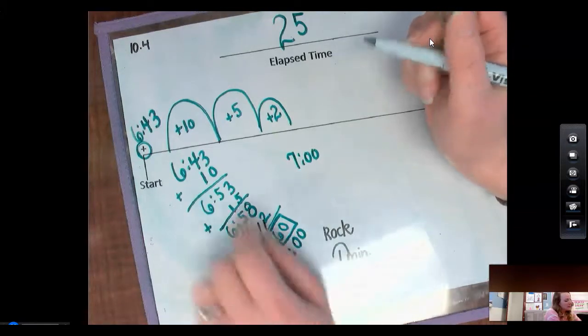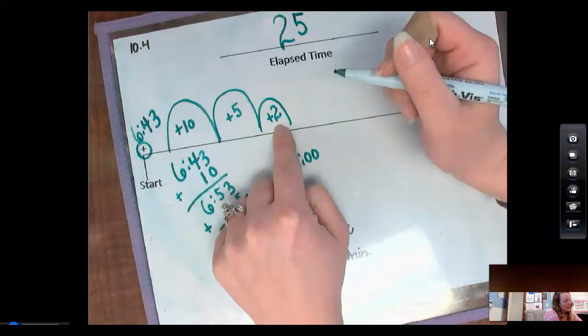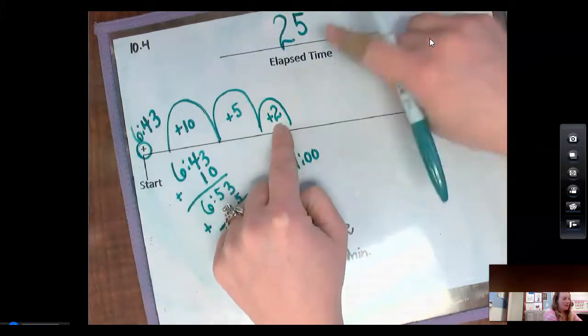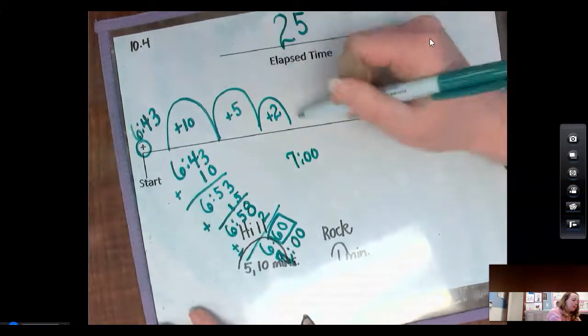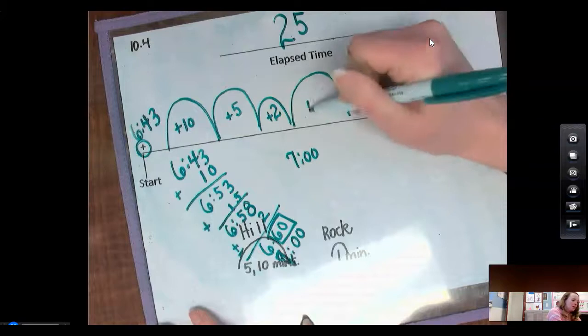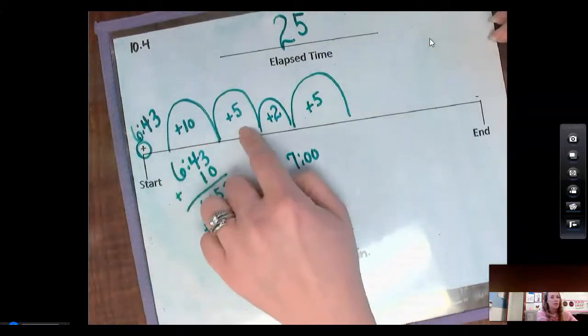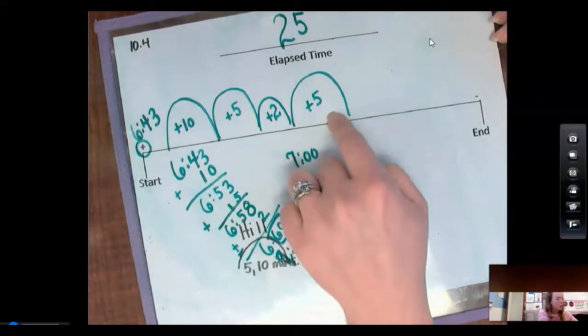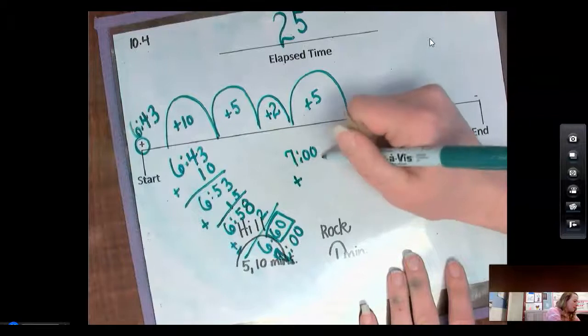All right, kiddos, let's look and see. 10, 15, 17. If I did a 10, that would give me 27. So that's way too much, right? I can't do a 10. That would give me 27. But I could do a plus 5. And let's look and see where we're at then. 10, 15, 20, 22. So we're closer. We can do a plus 5 here.